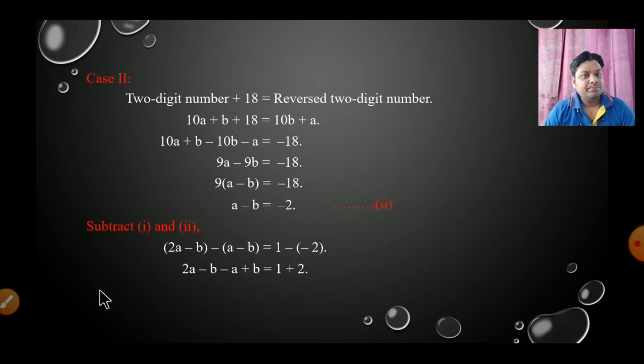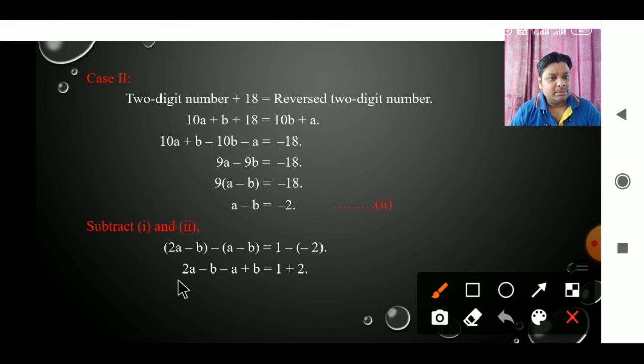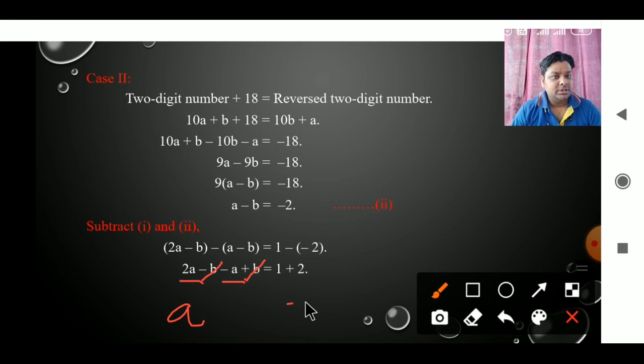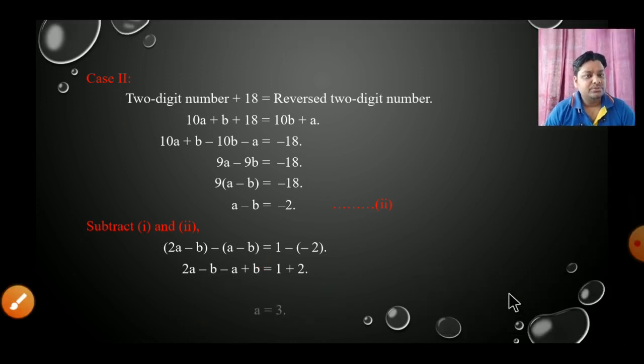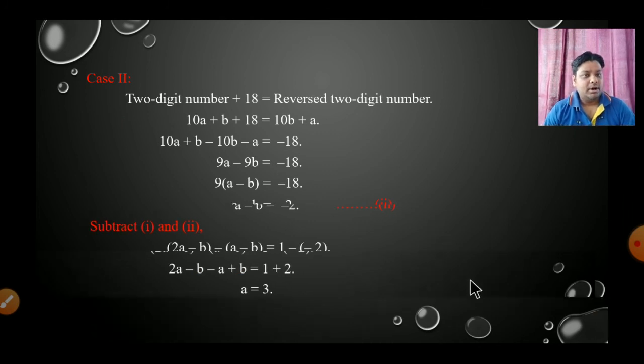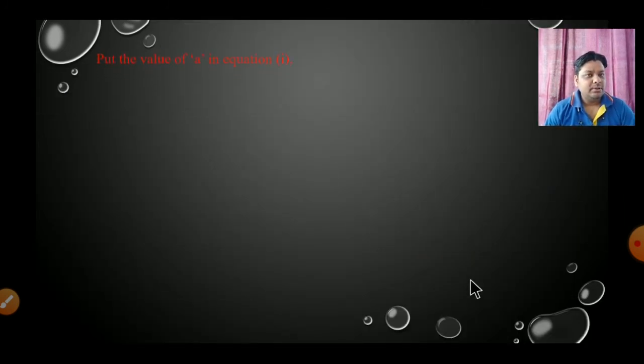Okay, now again we will solve the like terms only. It means 2a minus a, only a, and minus b plus b cancelled out. Now you can see that one variable should always be cancelled out, and 1 plus 2 is equal to 3. It means we can say that the value of a is equal to 3. Okay, now we have got the value of a. Now we can put the value of a in any equation, equation 1 or equation 2. Okay, now I am putting the value in equation 1.